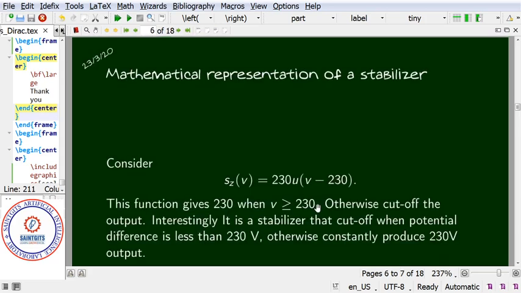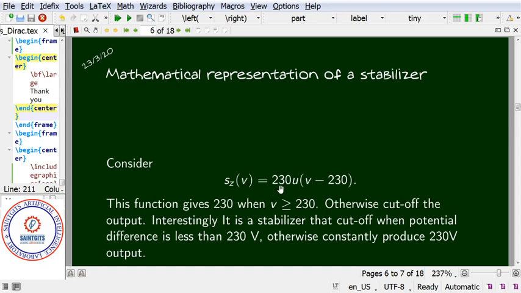Now for an example, I consider the mathematical representation of a stabilizer. Consider this mathematical function S_z of v is equal to 230 into u of v minus 230. Here we have the unit step function, so look into the argument. When this v minus 230 is positive, this u gives 1 response or 1 output. If v minus 230 is negative, it gives 0. That means S_z of v is 0.